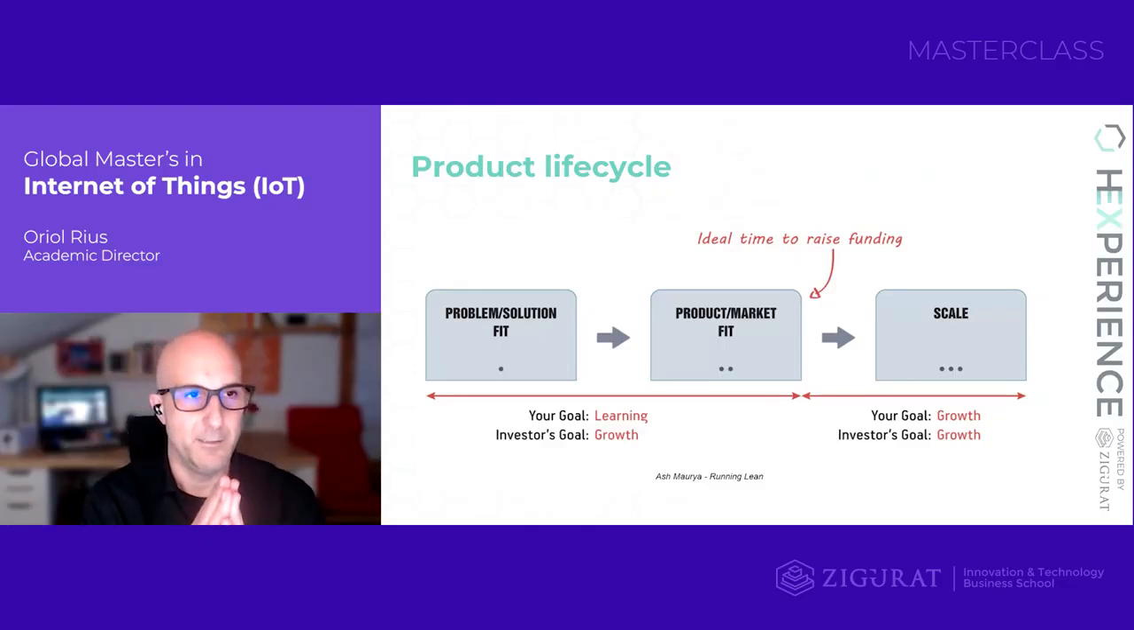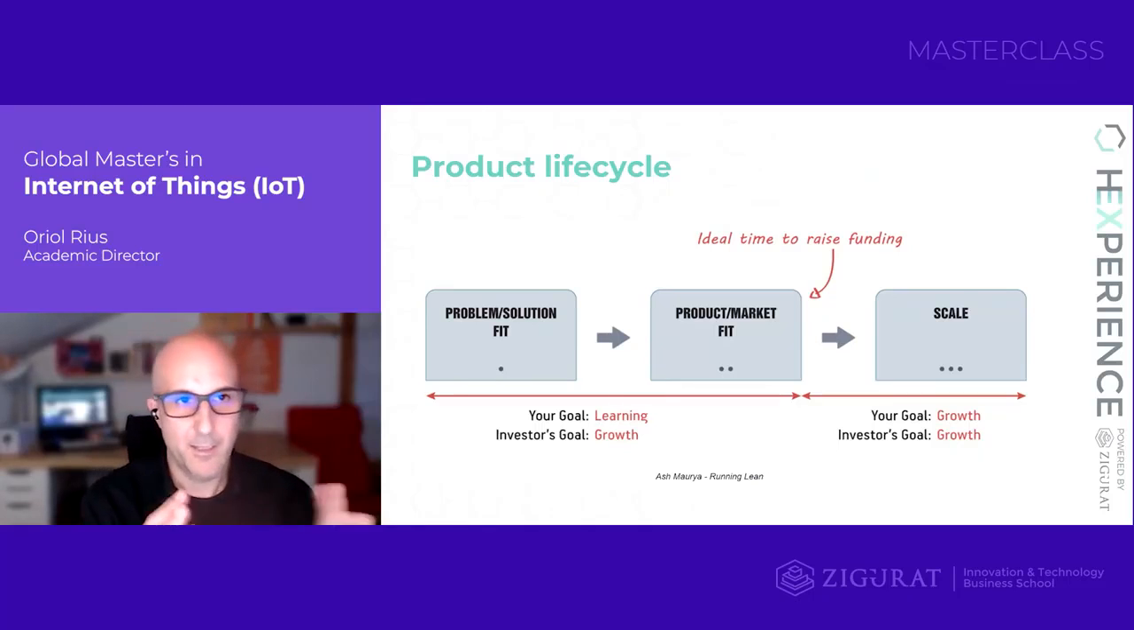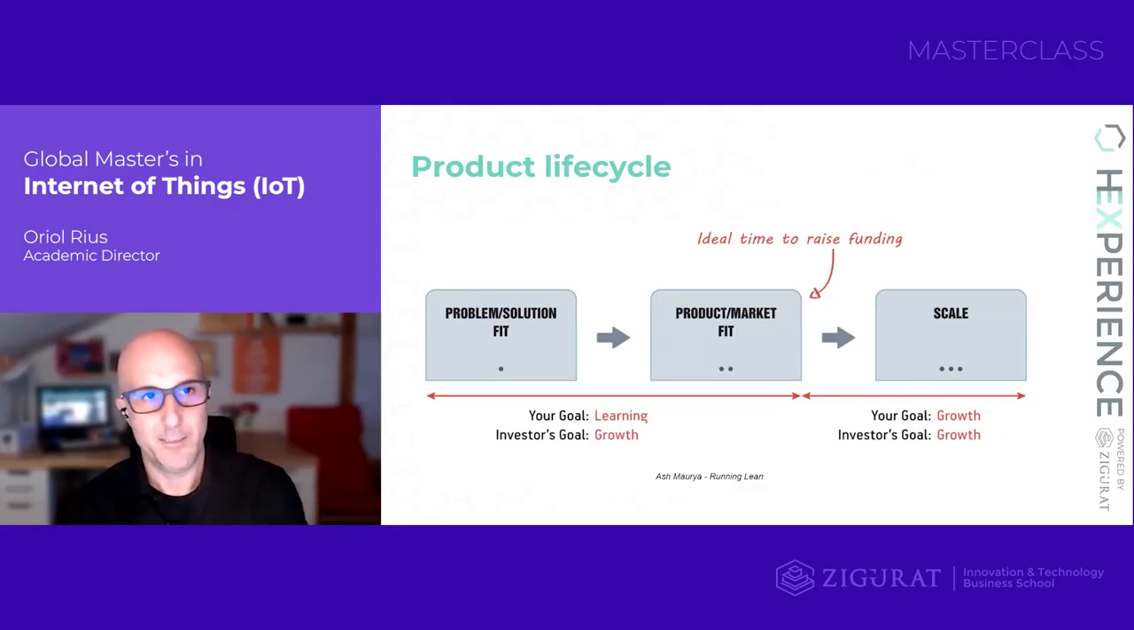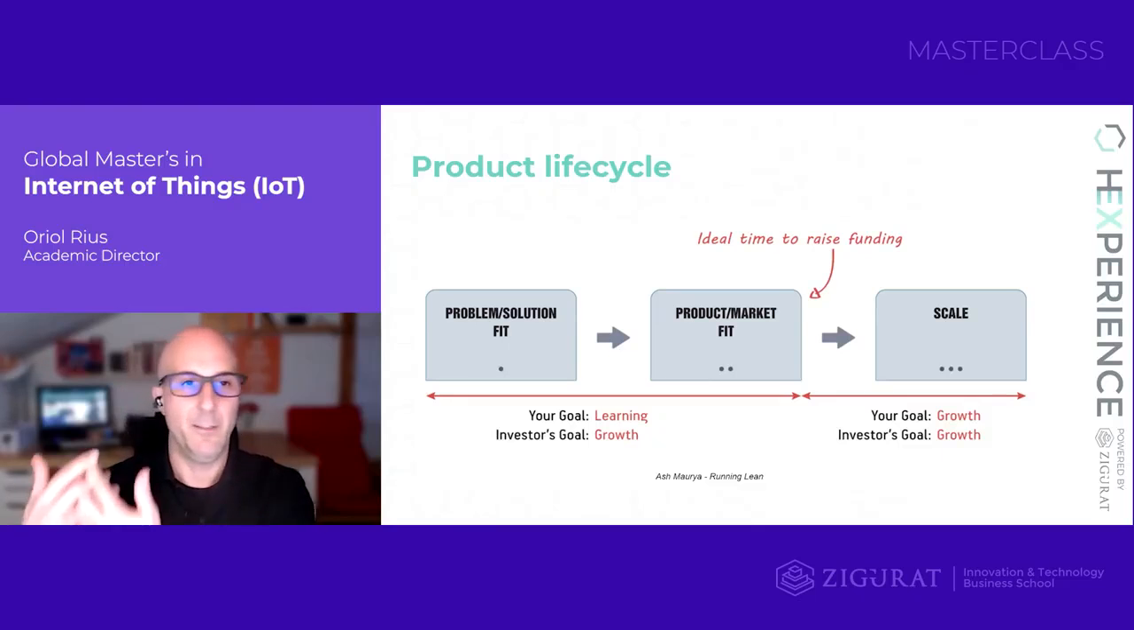Once this is done, once we have found a problem for which we have a solution, what we are going to do is jump to the next step, which is product market fit. So the output of the problem-solution fit will be the MVP requirements that we are going to develop and consolidate as a product in the product market fit phase.